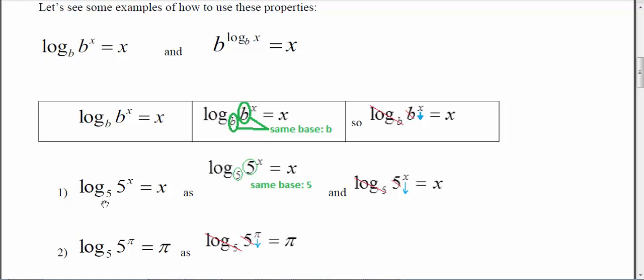Let's say we had log base 5 of 5 to the x. Notice in both cases here and there, the base is going to be 5 for the log and for the exponential function. So the log base 5 cancels, the 5 to the power cancels, and then x, which is the exponent right here, falls down, and that's our answer. Now what if we had log base 5 of 5 raised to the pi? Now notice 5 is a base here and there, both places. So the log base 5 needs to be crossed out with 5 to a power. Now the power pi falls down, and that's our answer.